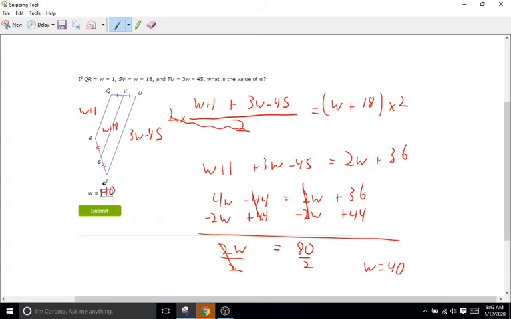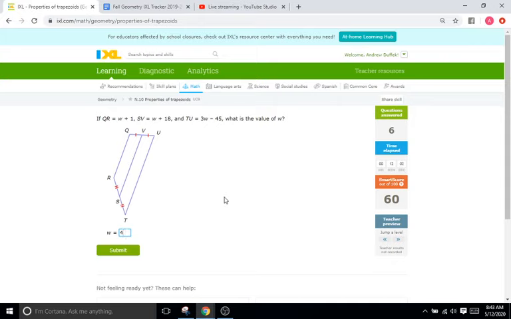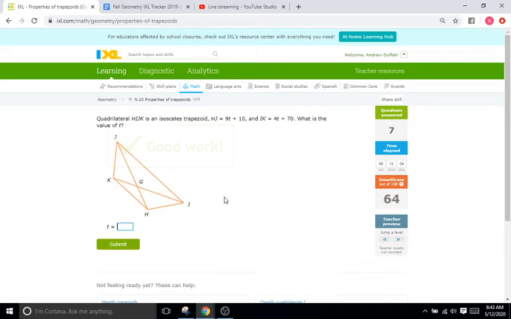And if you wanted to check your work, you could. You could just plug 40 in for W and make sure everything looks fine. So I'm just going to plug 40 in here. Okay, there we go.